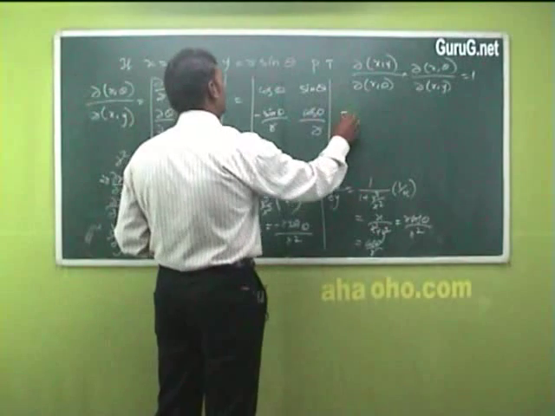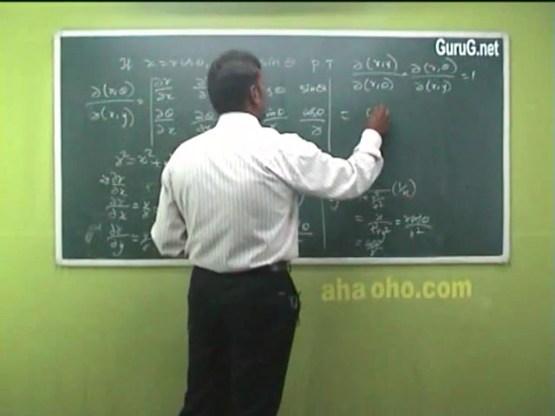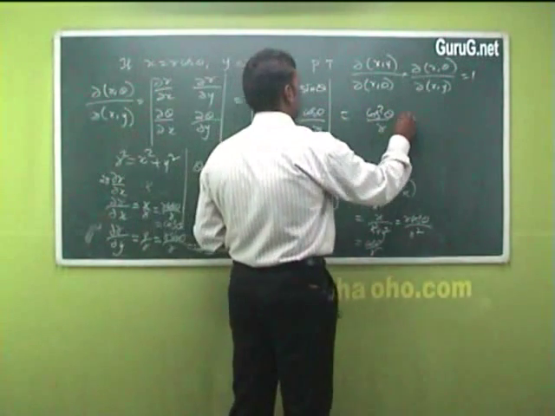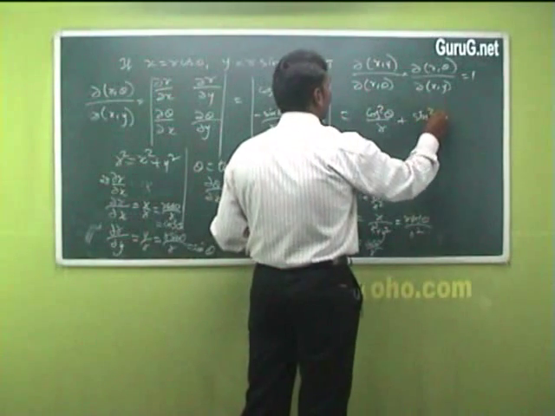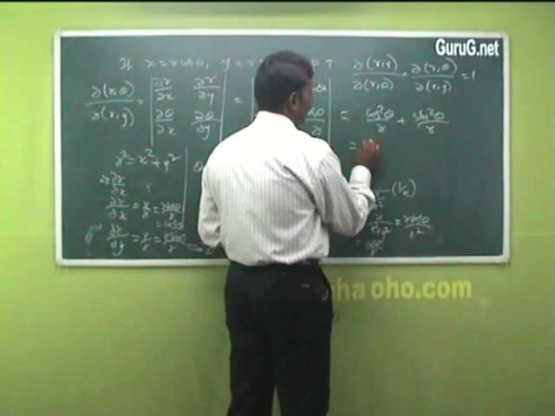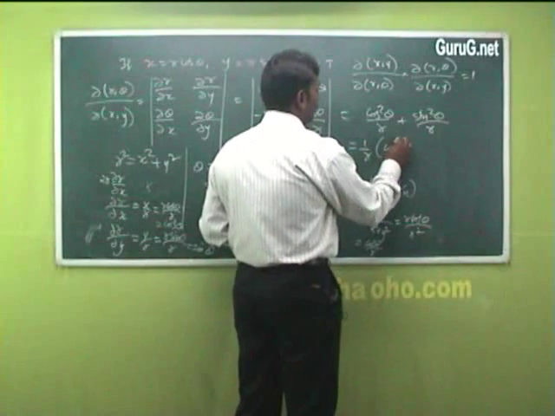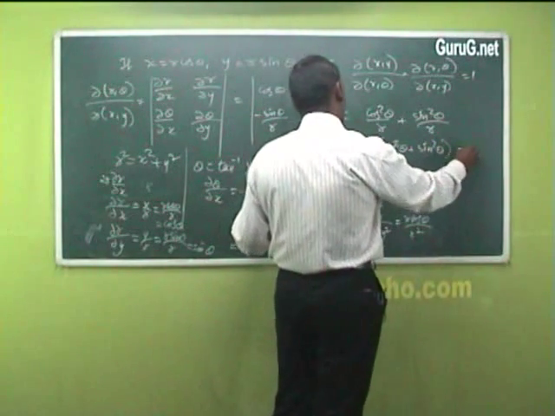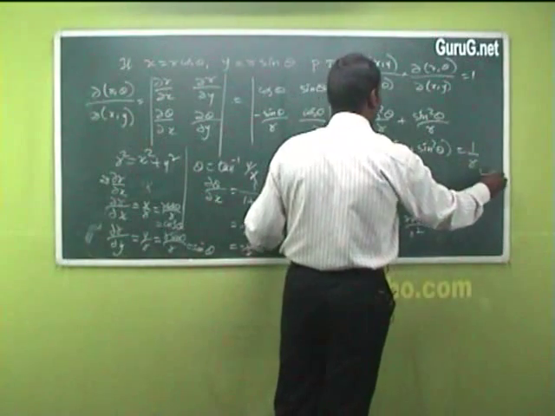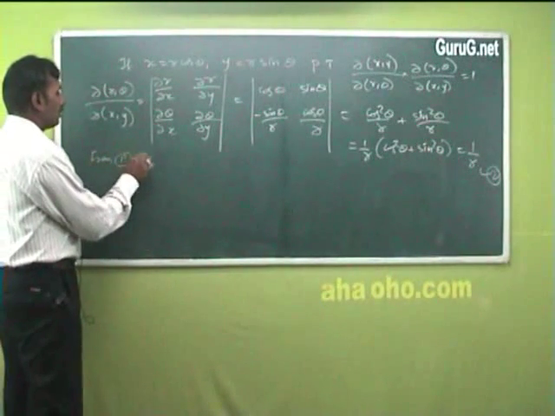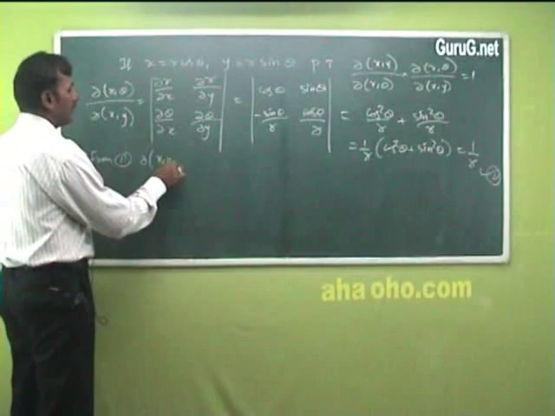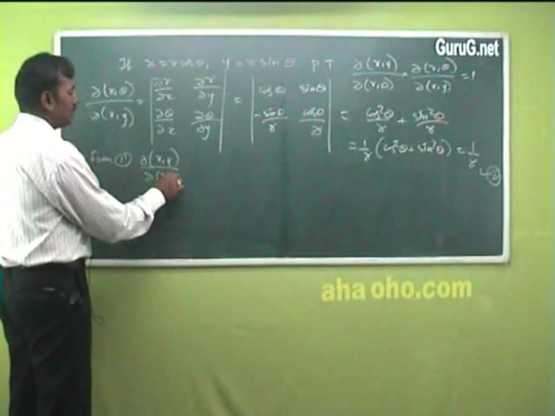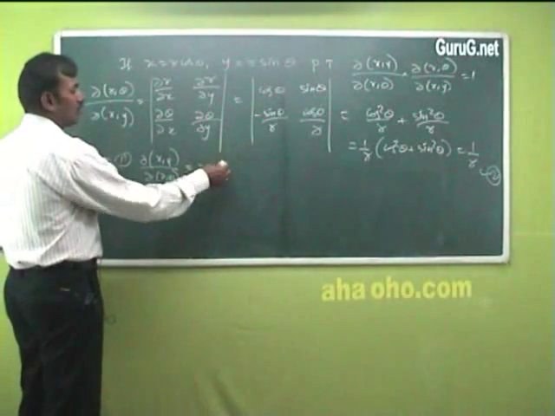So expand it. So cos squared theta by r plus sin squared theta by r. Then take 1 by r outside: cos squared theta plus sin squared theta. So this is equal to 1 by r. So this is 2. So from 1, dou of x comma y by dou of r comma theta equal to r. So this is equation 1.